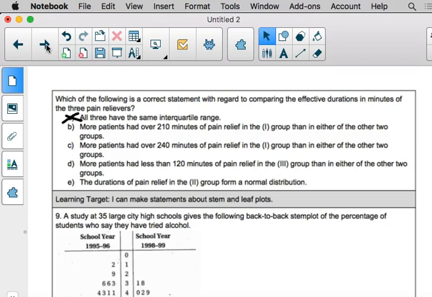More patients had over 210 minutes of pain relief in group 1 than in either of the other 2 groups. All right, so more patients had over 210 minutes of pain relief in group 1 than either other one. Now, I would say that's actually false. That's the opposite of what we're seeing because groups 2 and 3 have a larger portion of their whisker above that. So I would say B is also false.